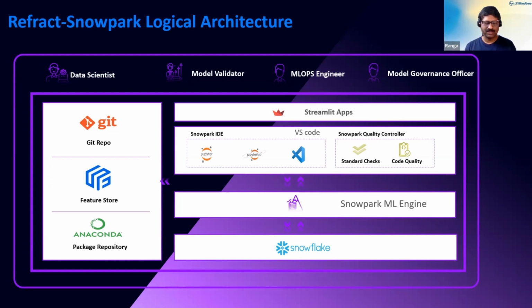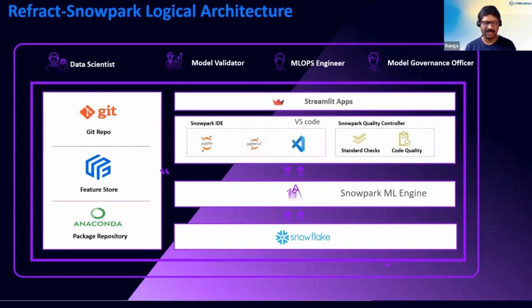The Snowpark engine is basically used for feature engineering purposes and model training purposes. And then we have built a number of Streamlit apps as part of Refract Marketplace, which can be further leveraged by end users, data scientists, and validators to accelerate the work they do with respect to AI/ML engineering on top of Snowflake. And I'll give you a glimpse of some of these when I do the demo.